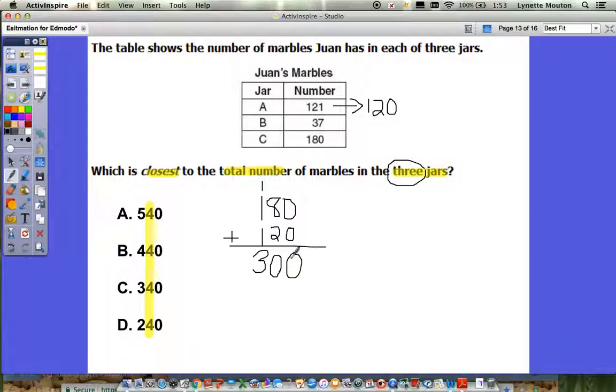Here's your multi-step. This is a pretty easy multi-step, but there will be some more complex ones than that. But the big thing here is you have to remember that we're rounding. I give you "closest to," and your answer choices are the hint that you're actually going to do that. So we already used 180. We already used 120. Now we round our 37. Because it's a 7 here, 37 rounds to 40.